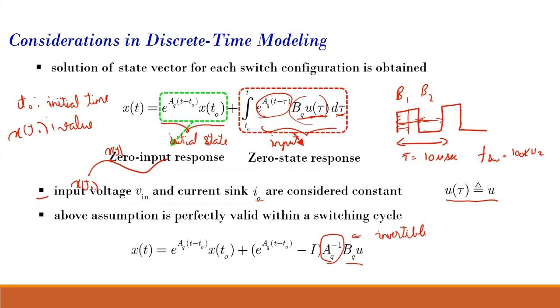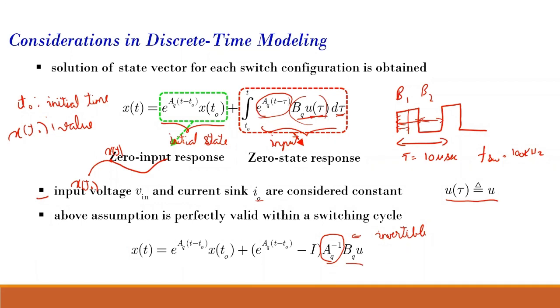Sir, here the time instant t0 to t is either in on mode or in off mode. Yes. t0 is my initial condition and t is my final condition. That has to be either in the on mode or in the off mode. Okay, sir.